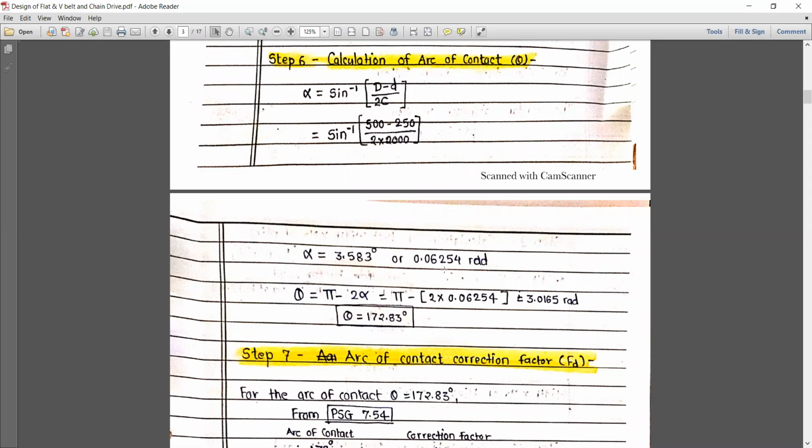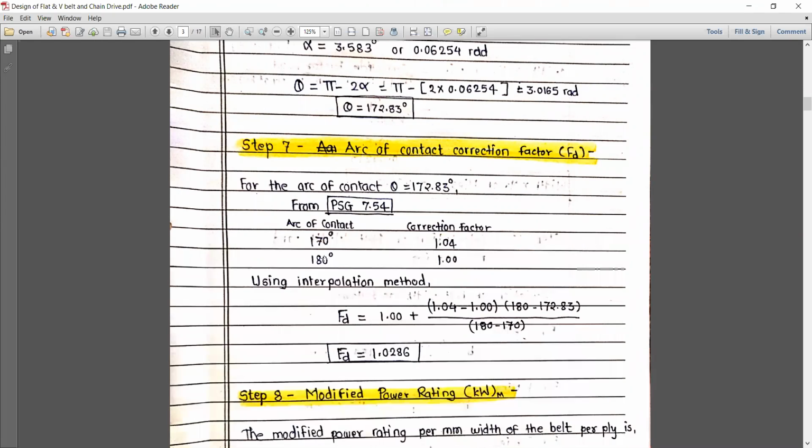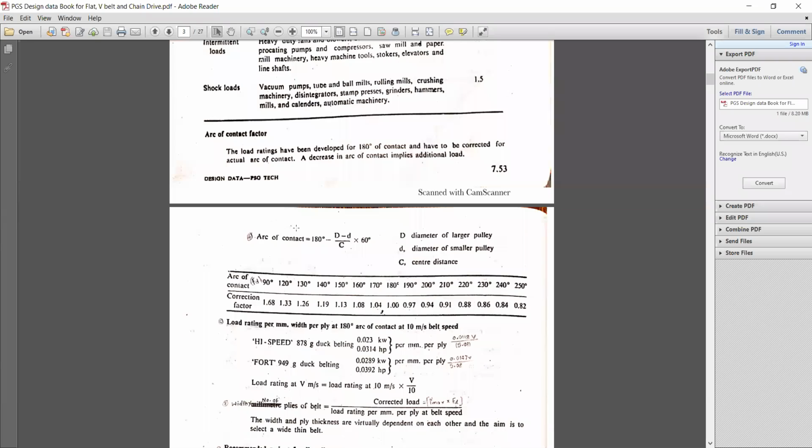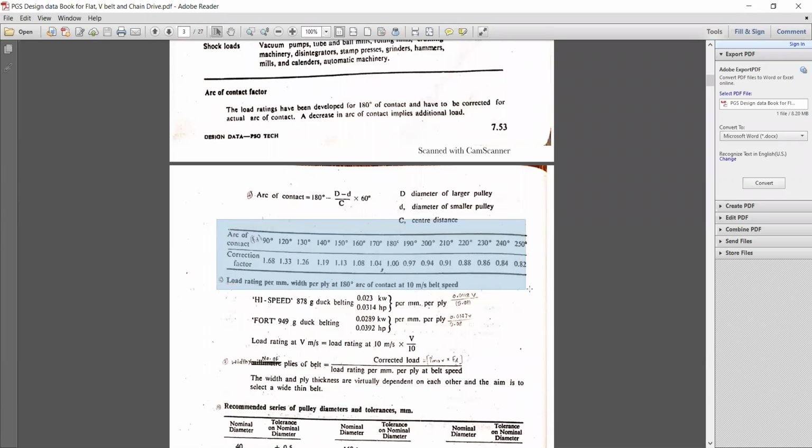Here I'm just simplifying that equation, according to how I have designed it. So the arc of contact which we have calculated is 172.83 degree. Now we need to calculate the arc of contact correction factor. Referring to PSG 7.54, the arc of contact correction factors are given accordingly.